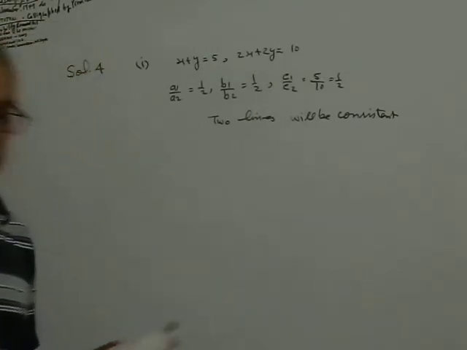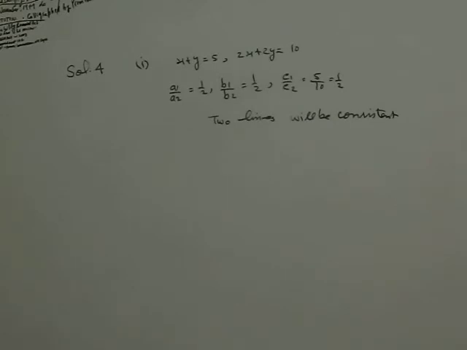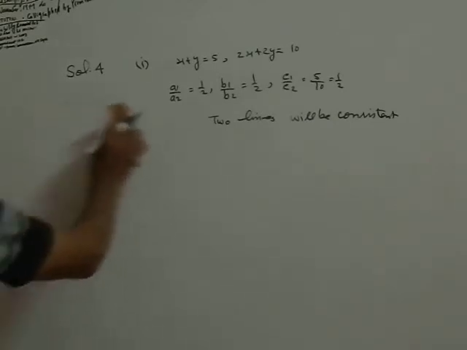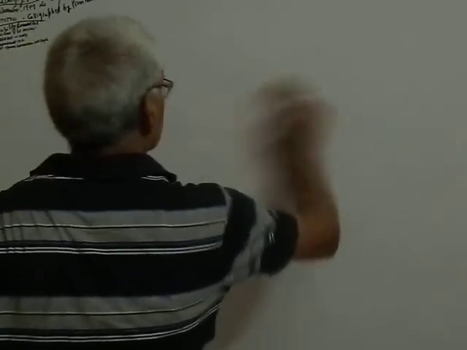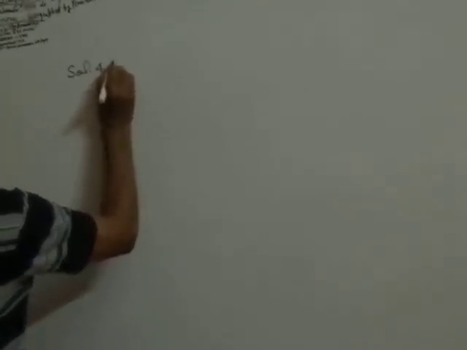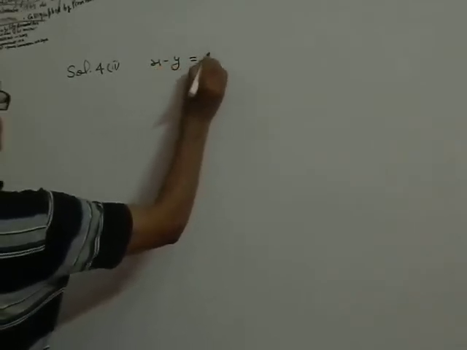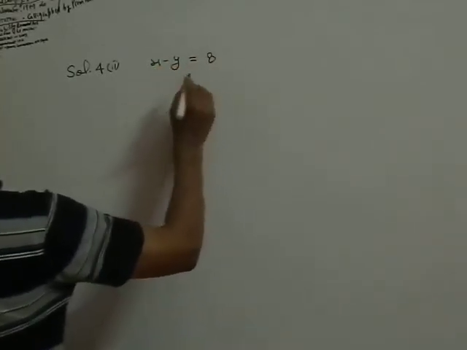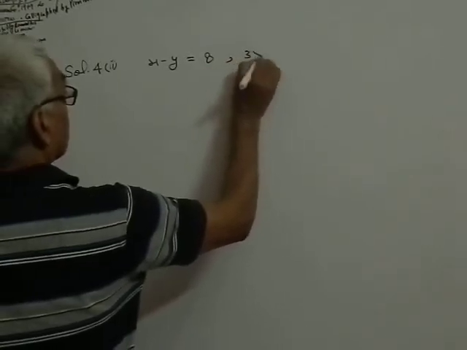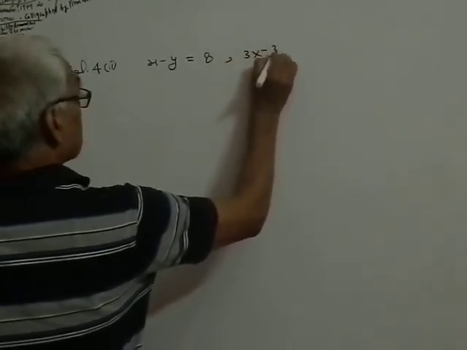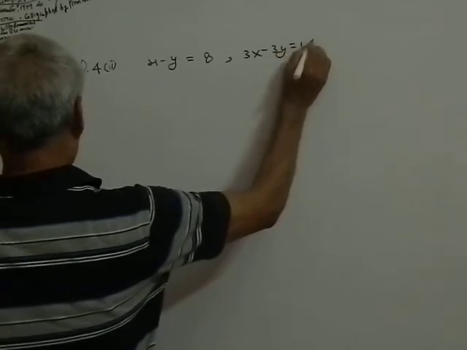Both these lines will intersect at a point and you will get the unique solution. Okay, now come to the second part. The second part of the solution of question number 4 is x minus y is equal to 8, and the second is 3x minus 3y is equal to 16.